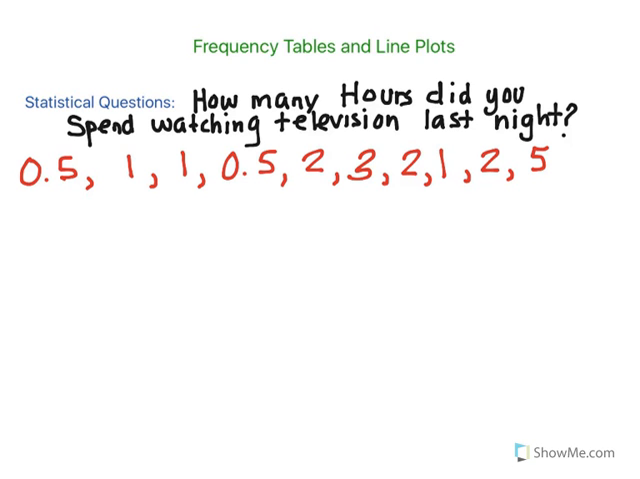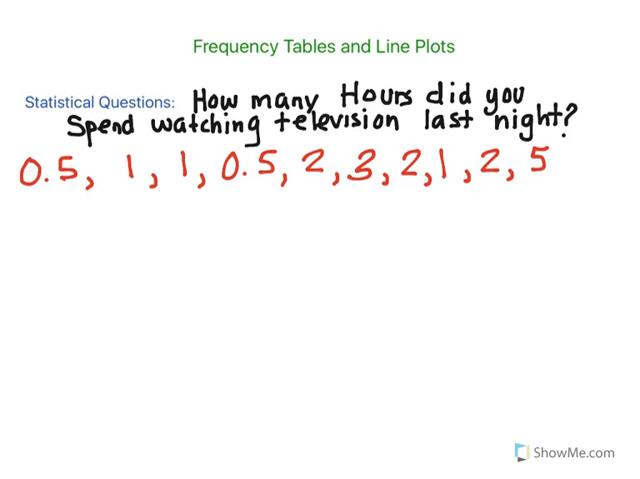All right, you can see that I've already listed the data. So, again, pretend I went to each person. I said, oh, how many hours did you watch TV? And I got 0.5. Someone said 1. Another person said 1, 0.5 again, and so on and so forth. This data is good information, but it's not very organized. So one thing that we do to organize our data is we create a frequency table.